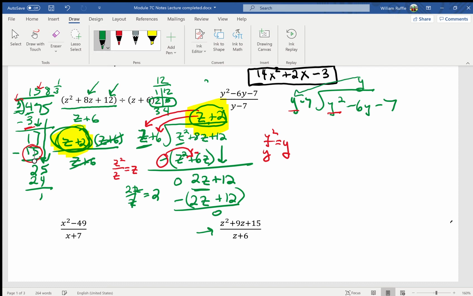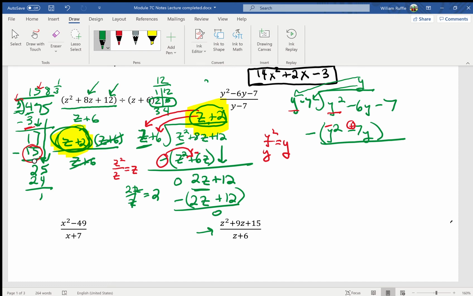Y times y is y squared. Y times negative 7 is minus 7y. Now remember, I have to subtract both of those. So what that means in here, minus, so this is really a negative y squared, but a negative negative really means that second one is a positive. And that's where all the sign errors are made, right there.